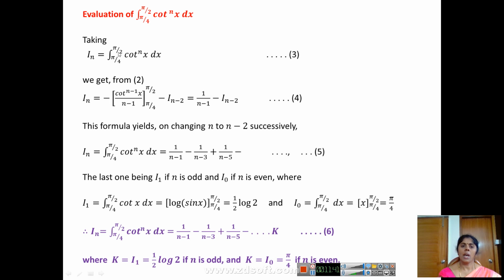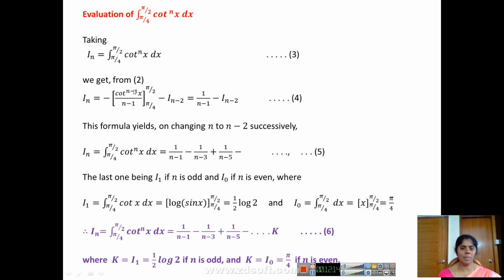Taking I_n equals the integral from pi by 4 to pi by 2 of cot to the power n of x dx. So using the reduction formula, we have I_n equals minus cot to the power n minus 1 of x, whole divided by n minus 1. The limits are given this way, from pi by 4 to pi by 2. Already this is integrated using the reduction formula, minus I_(n minus 2).